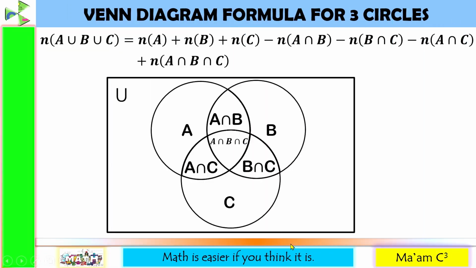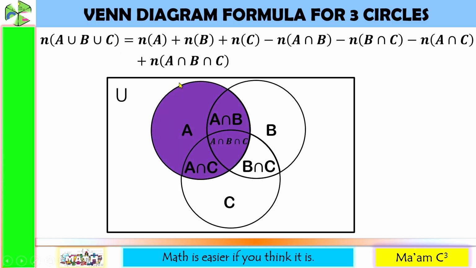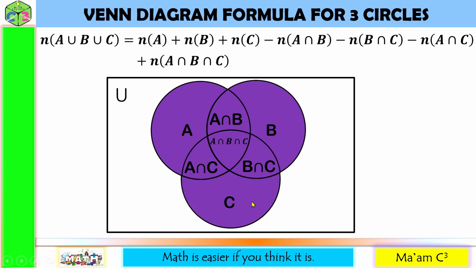This time, let's have the Venn diagram formula for three circles. We have the cardinality of A union B union C is equal to the cardinality of A, so this portion, plus the cardinality of B, this portion, plus the cardinality of C, this portion. Like in two circles, we're going to subtract their intersections. So minus the cardinality of A intersection B, so this portion here, minus the cardinality of B intersection C, so this portion here, and minus the cardinality of A intersection C, so this portion.